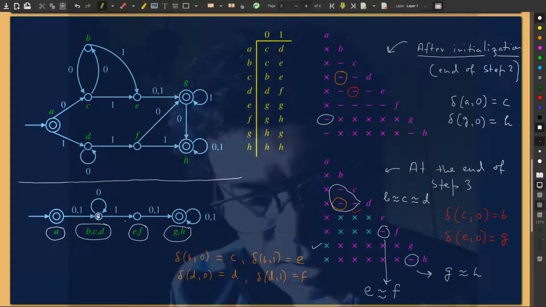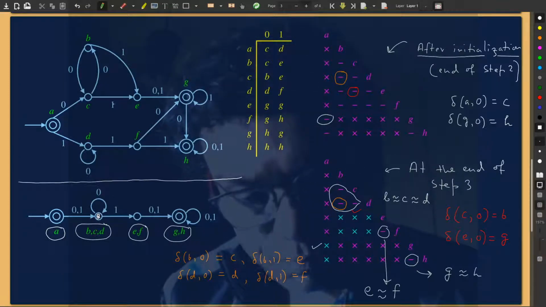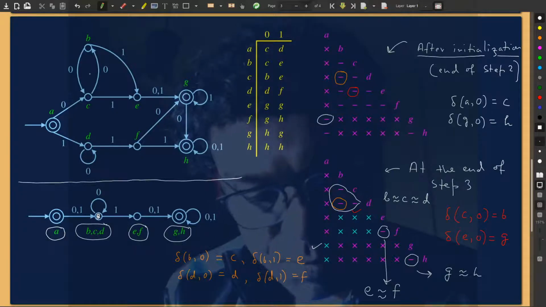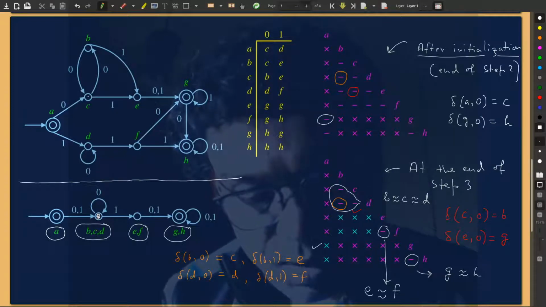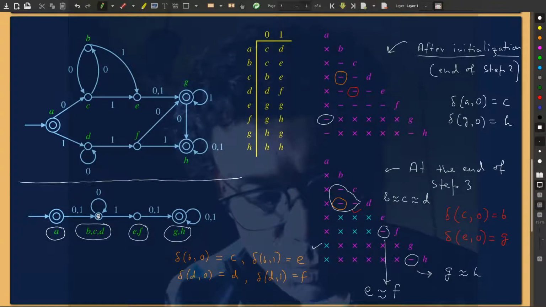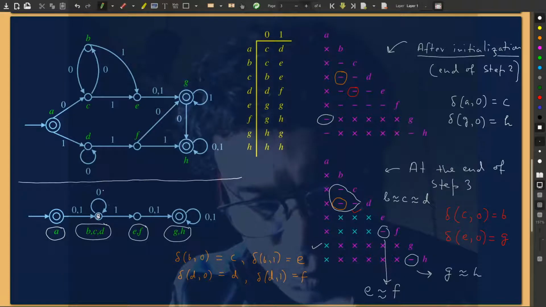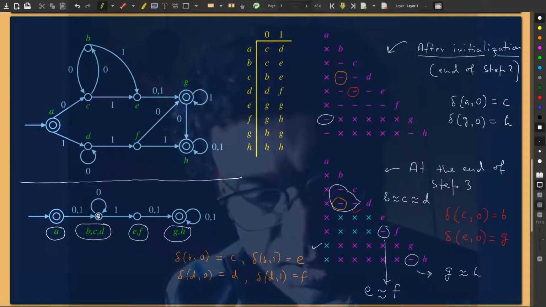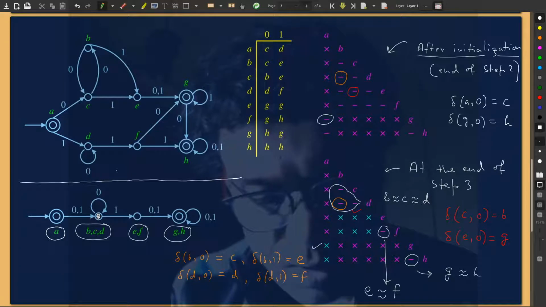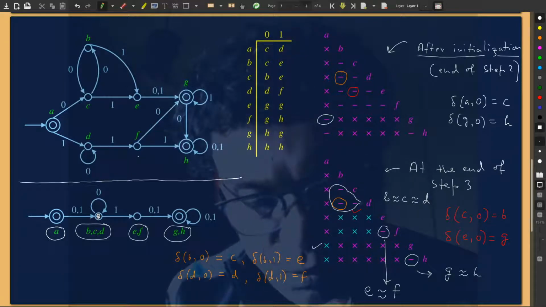Here also you see, start from the BCD equivalence class. If you read 0, you will go to B. If you read 0, you will go to D. So in other words, you will stay in the equivalence class BCD. So that justifies this loop. On the other hand, if you read 1, from B you go to E, from C you go to E, and from D you go to F. But this does not matter because E and F belong to the same equivalence class. So this one, E comma F.